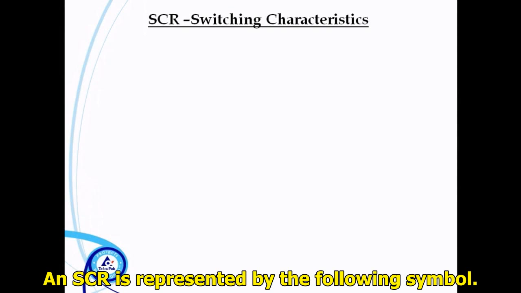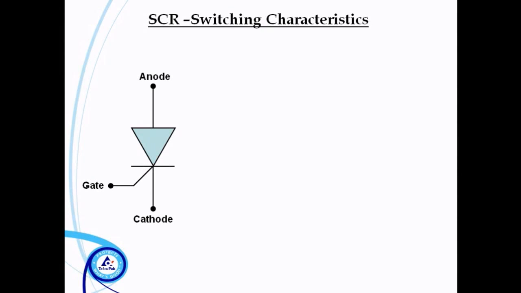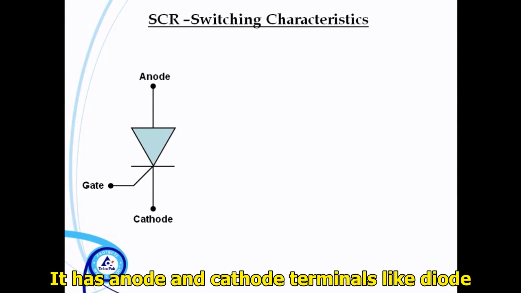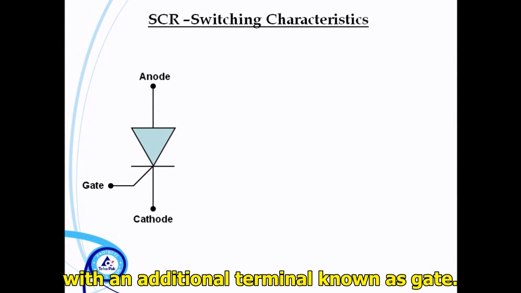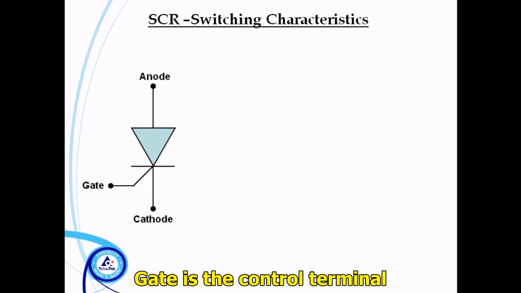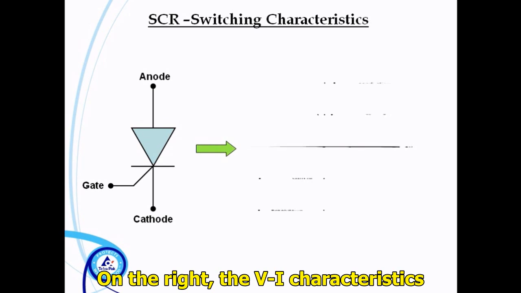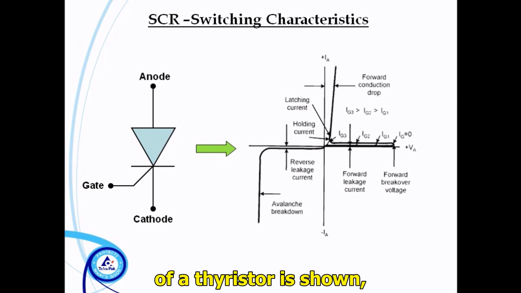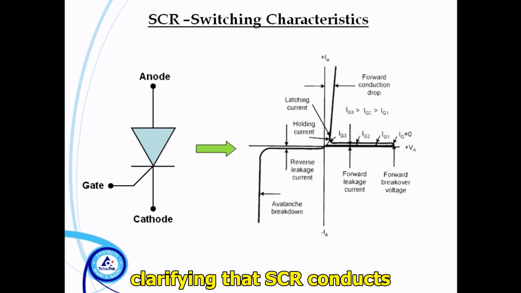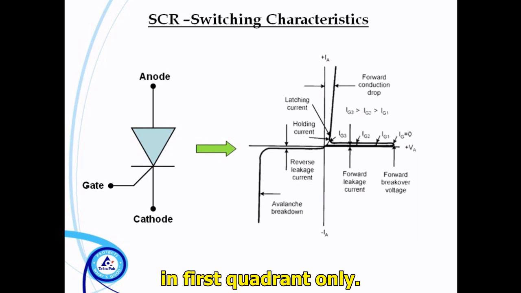An SCR is represented by the following symbol. It has anode and cathode terminals, like a diode, with an additional terminal known as gate. Gate is the control terminal, and triggering signals are applied at it. On the right, the VI characteristics of a thyristor is shown, clarifying that SCR conducts in first quadrant only.